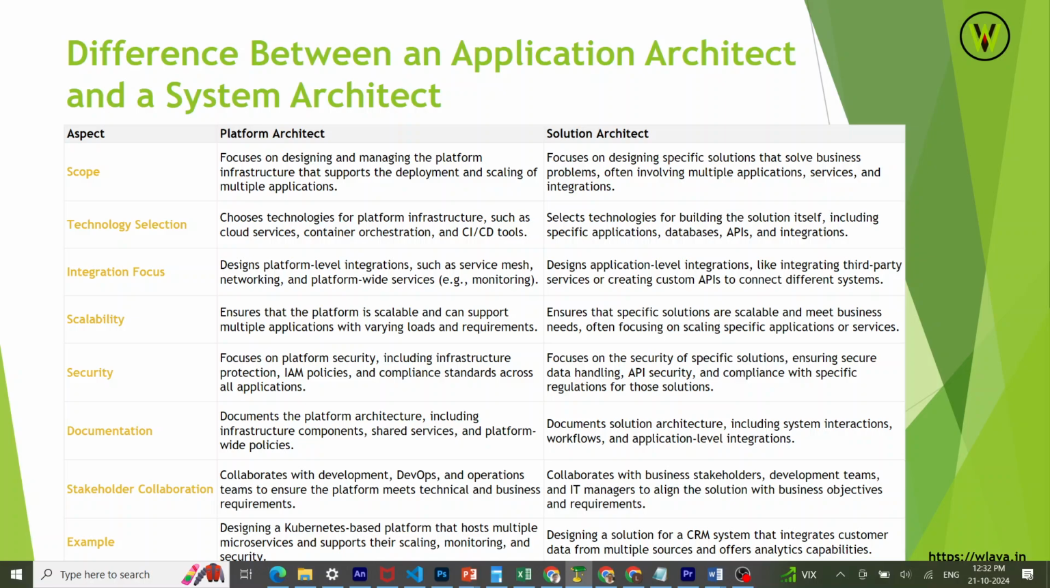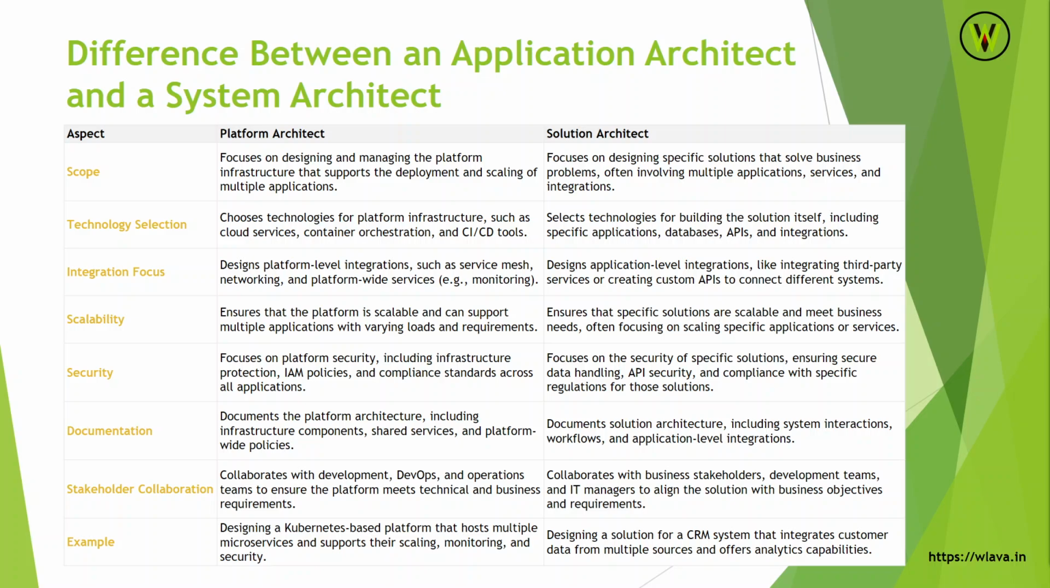Integration: the platform architect designs platform-level integrations, such as service mesh, networking, and platform-wide services, for example, monitoring. The solution architect designs application-level integrations, like integrating third-party services or creating custom APIs to connect different systems. Scalability: the platform architect ensures that the platform is scalable and can support multiple applications with varying loads and requirements. The solution architect ensures that specific solutions are scalable and meet business needs, often focusing on scaling specific applications or services. Security: the platform architect focuses on platform security, including infrastructure protection, IAM policies, and compliance standards across all applications. The solution architect focuses on the security of specific solutions, ensuring secure data handling, API security, and compliance with specific regulations for those solutions.